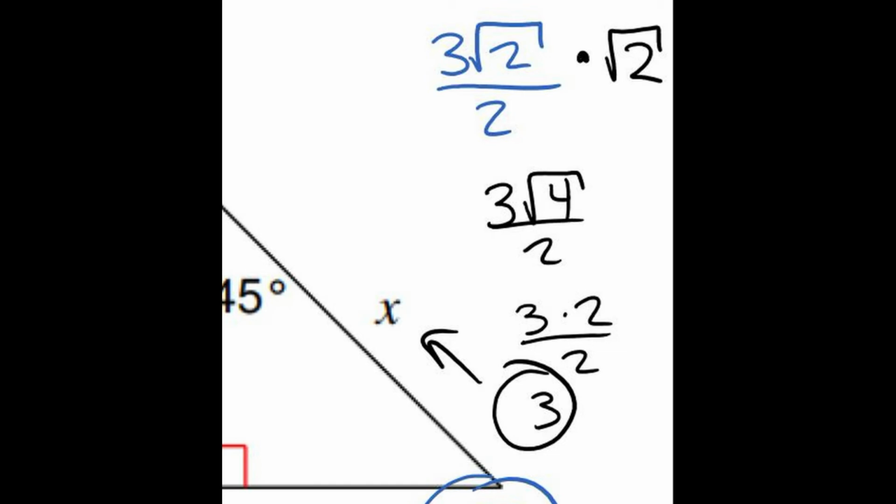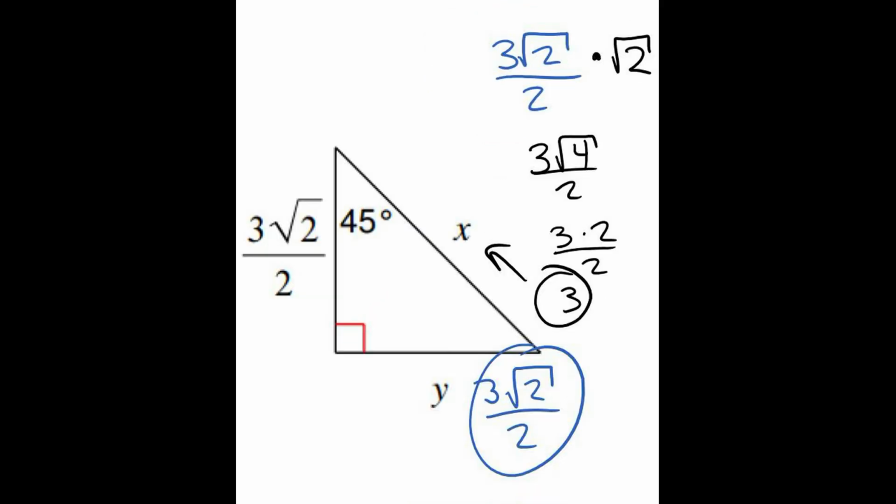We end up getting 3 root 4 all divided by 2, which ends up being 3 times 2 over 2, which is 6 divided by 2. Cut that in half and you get a 3. So x equals 3 in this situation. Okay, so the rest of those are 45, 45, 90s.